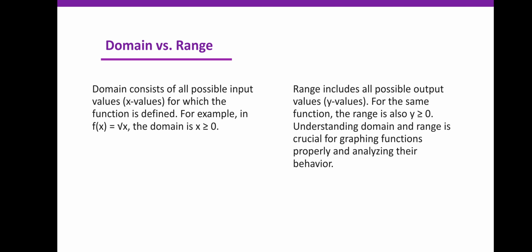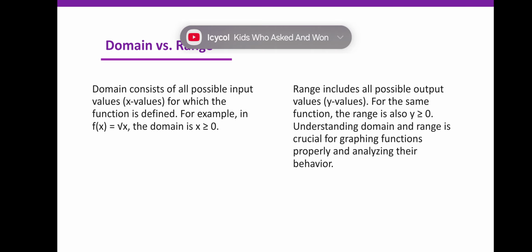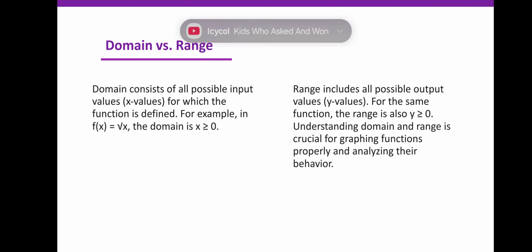So, domain versus range. Domain consists of all possible input values, which are the x values, for which the function is defined. For example, in f(x) = the square root of x, the domain is x is greater than or equal to 0. Range includes all possible output values, which are the y values. For the same function, the range is also y is greater than or equal to 0. Understanding domain and range is critical for graphing functions properly and analyzing their behavior.